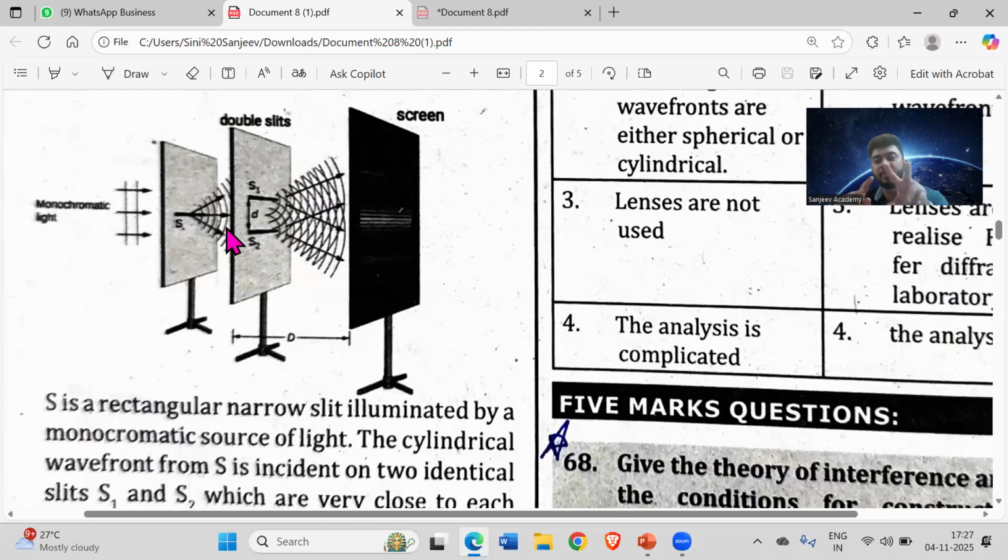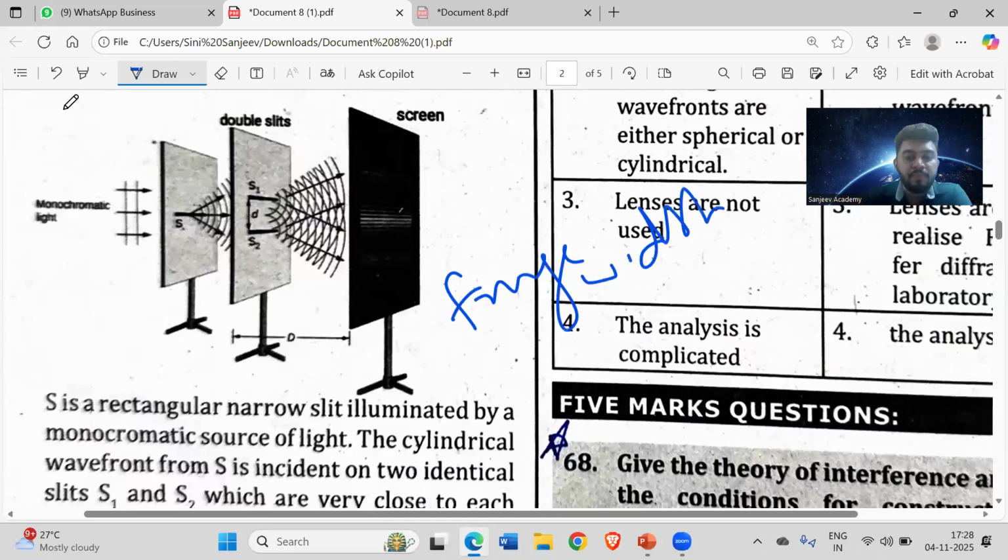For example, if I take these three fingers, here there is a dark fringe formed, and here is one more dark fringe formed. So the distance between these two is called what? Fringe width. The distance between two dark fringes or bright fringes is called fringe width. That is nothing but beta.